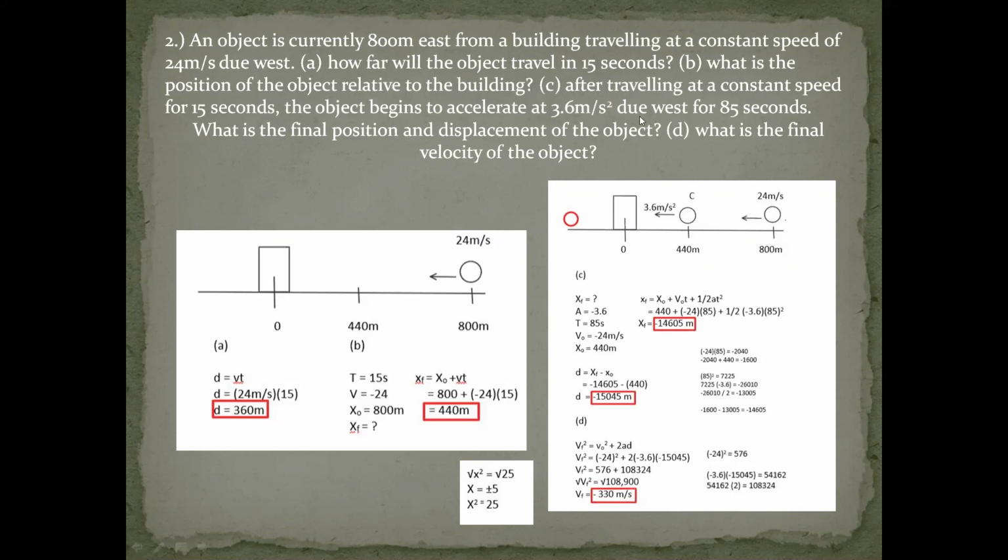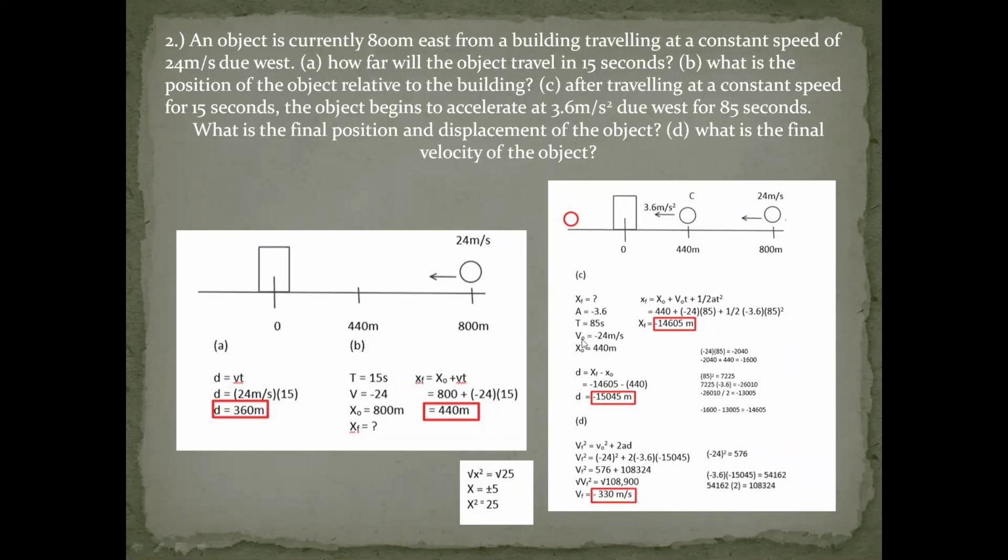So, next naman, part C. After traveling at a constant speed for 15 seconds, the object begins to accelerate at 3.6 meters per second squared, due west for 85 seconds. Now, the question is, what is the final position and displacement of the object? So first, let's talk about the final position of the object. We'll list down everything that we know. Our acceleration is negative 3.6 because it's still traveling west. And our time is now 85 seconds kasi tapos na tayo sa 15 seconds.